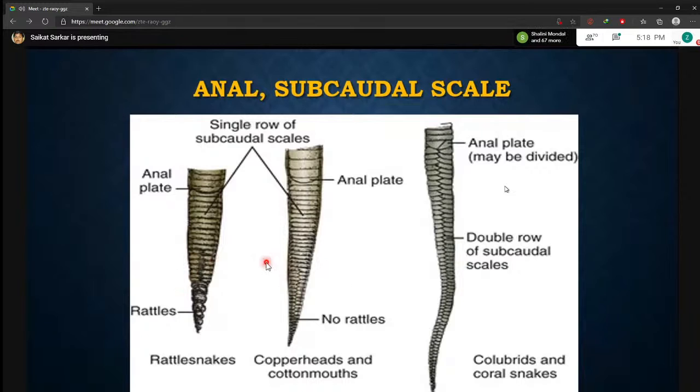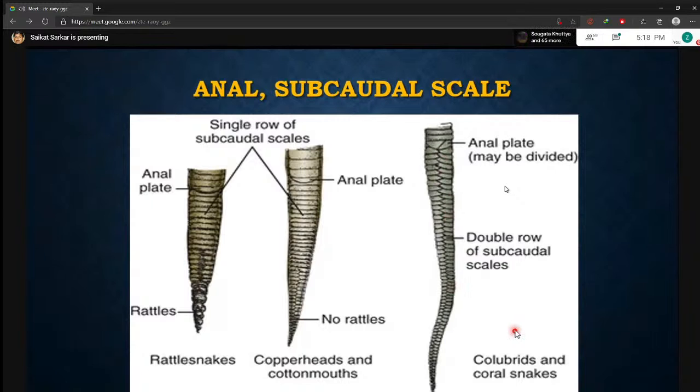Same thing here. So in one snake you will get the proof that it has got nothing to do with being venomous or non-venomous. You can have subcaudals divided, you can have subcaudals undivided, you can be venomous, you can be non-venomous, it doesn't matter. And here you can find the anal plate is divided. Anal plate is divided, the subcaudals are also divided.